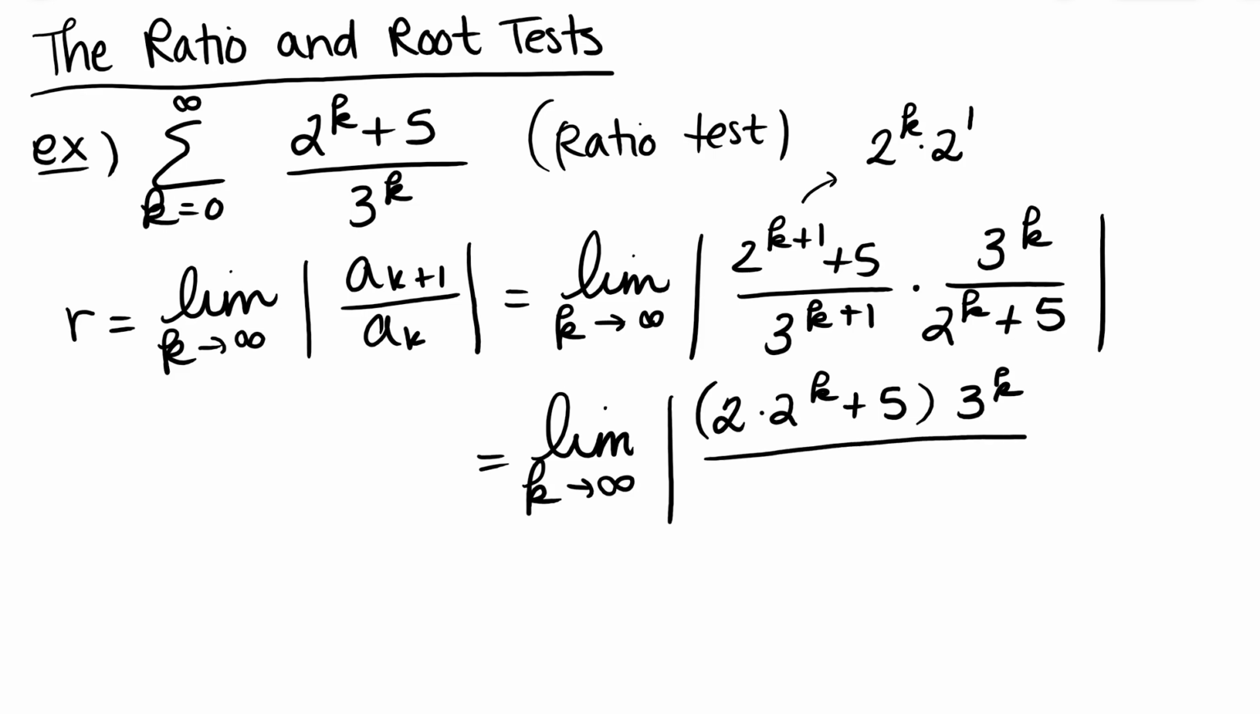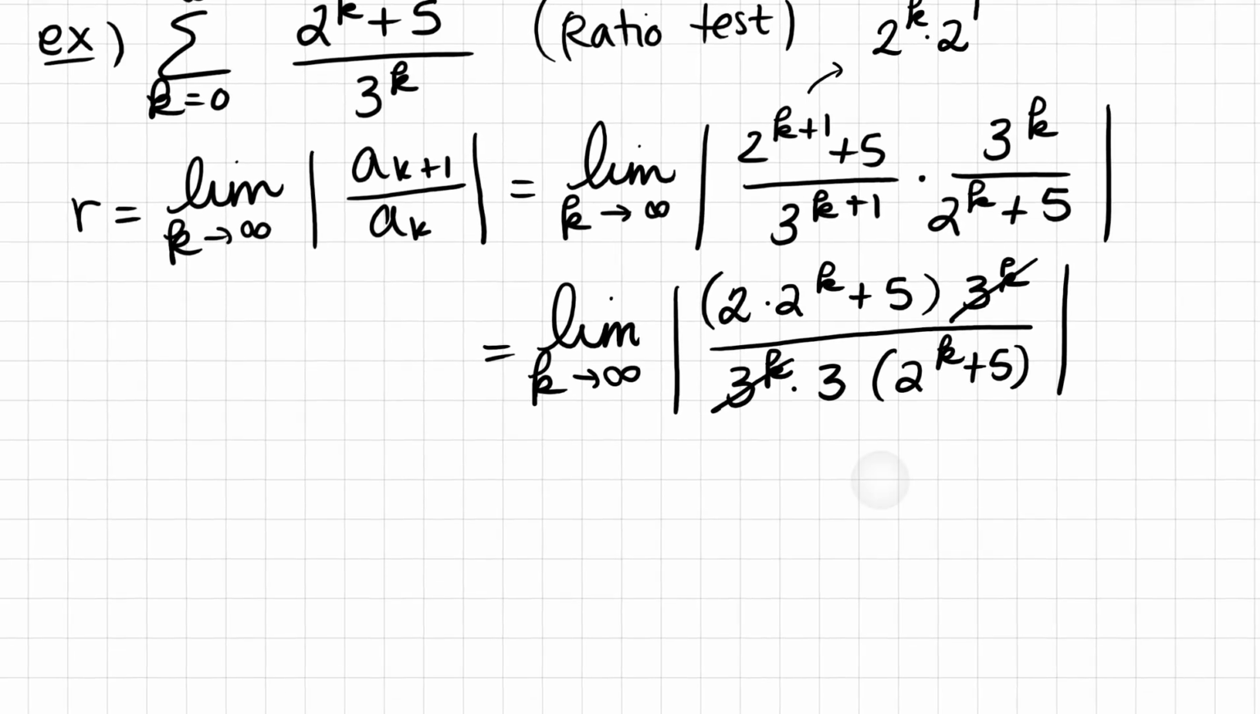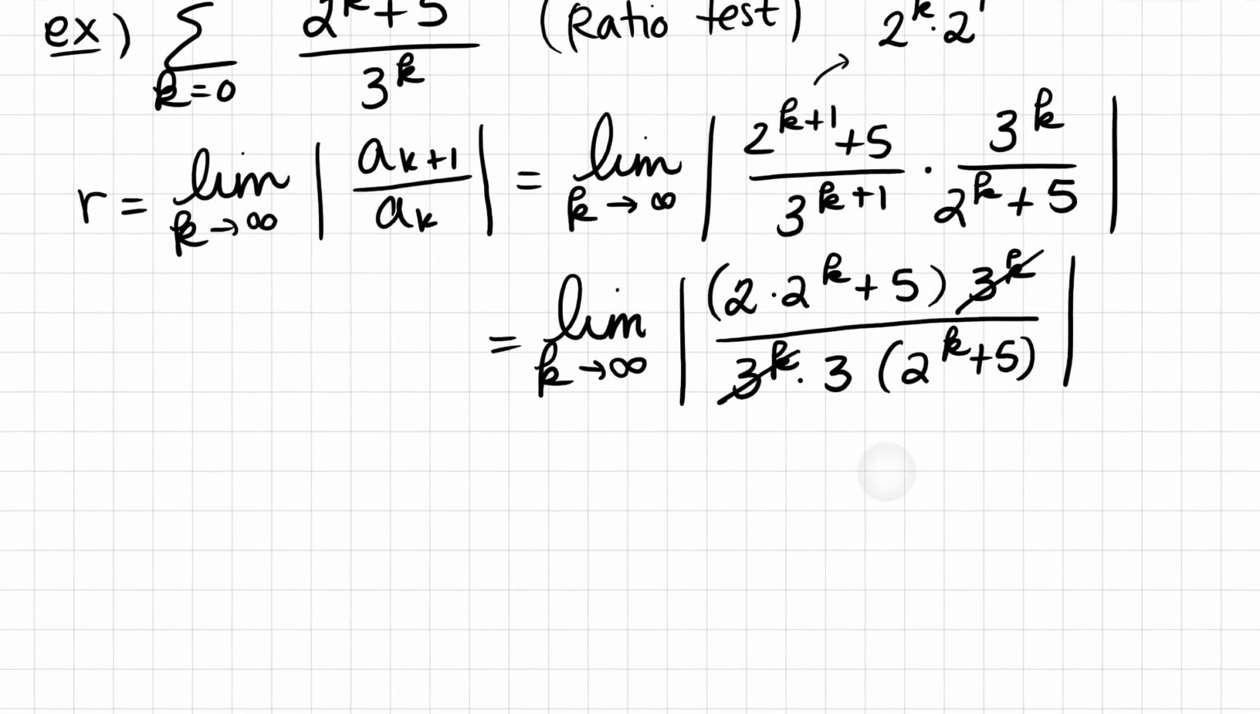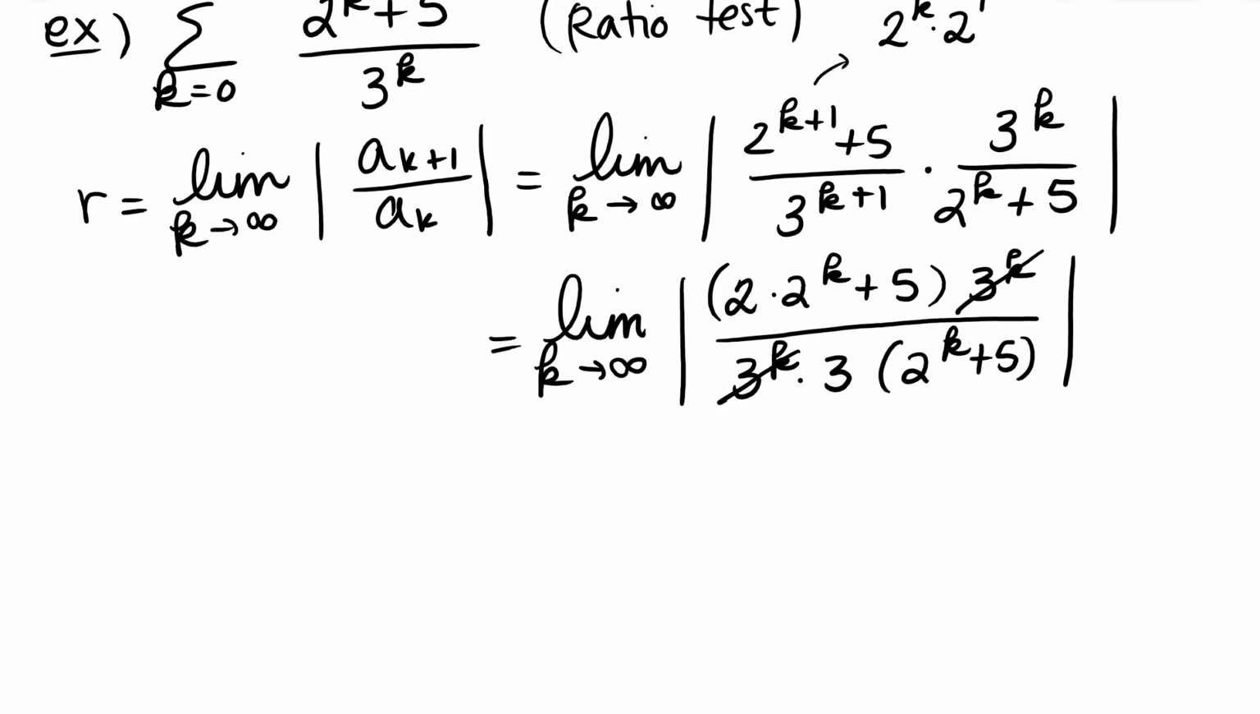And then down here, I'm going to do the same thing with the 3. This will be 3 to the k times 3, all times 2 to the k plus 5. Now this is where we can have some fun, because my 3 to the k's cancel out. I could pull that 3 out if I wanted to, but I'm not going to worry about that too much. But what are the heavy hitters here when I take the limit?